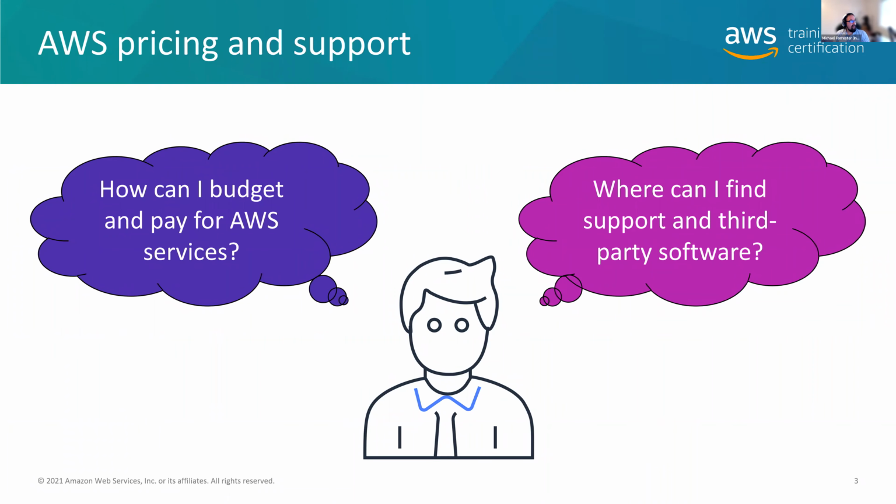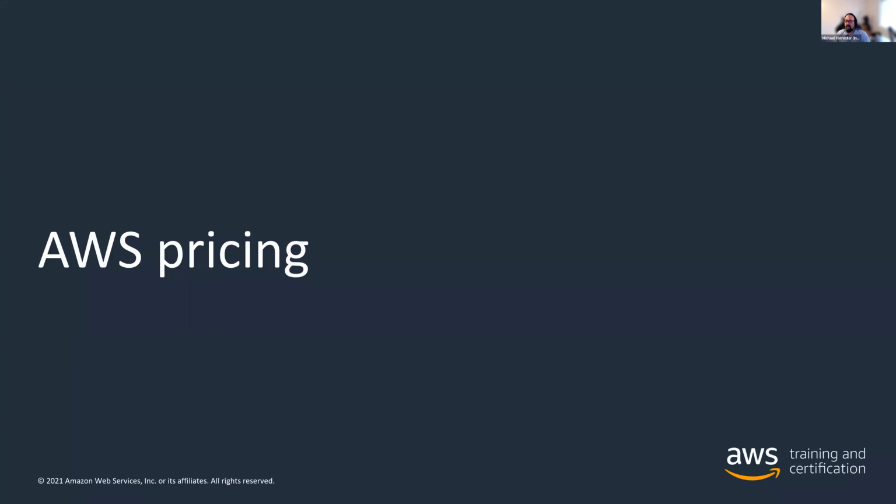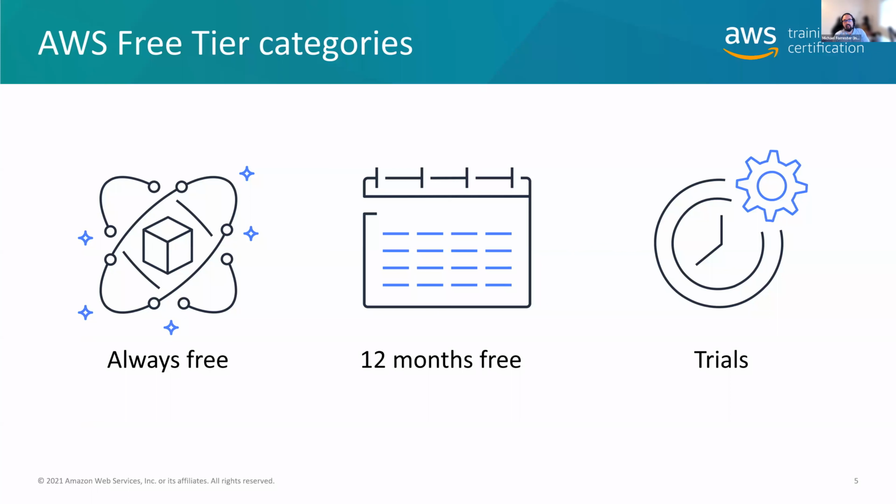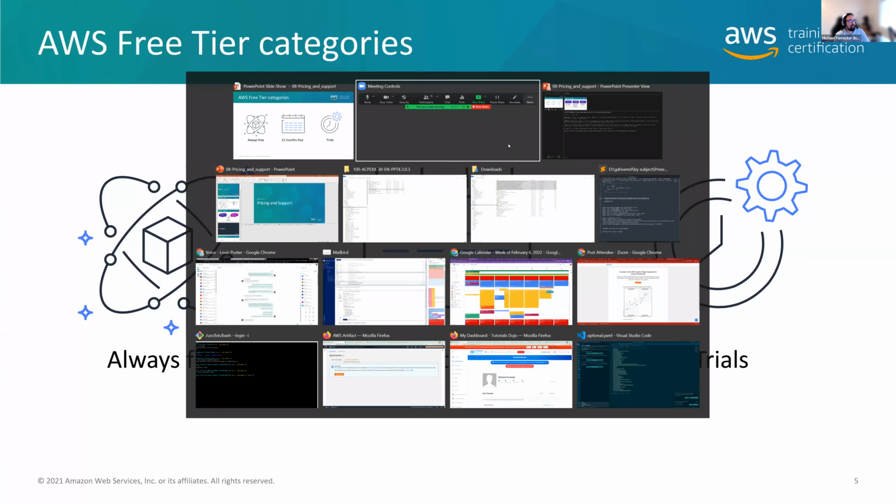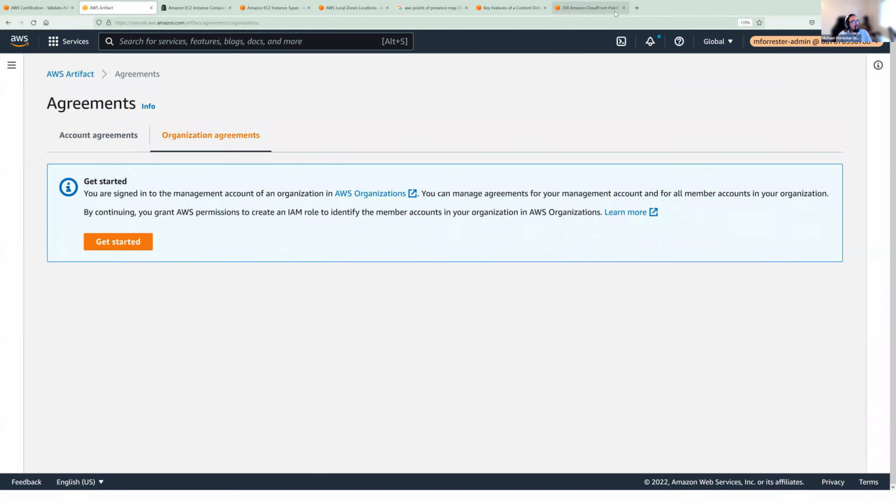Now, how can you budget and pay for AWS services, and how can you find support in third-party software? So let's talk about pricing first. So first thing to know is that when you start an AWS account, you get what's called a free tier. That means some of the services are free forever. Let's take a look at that.